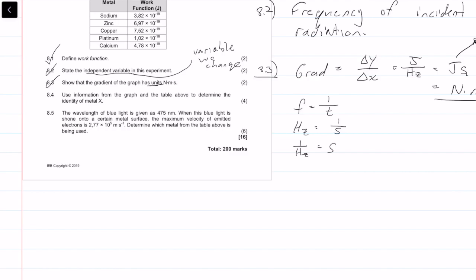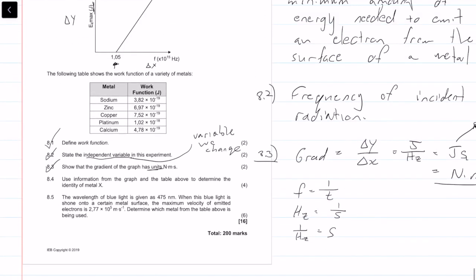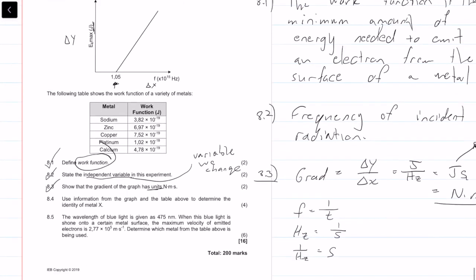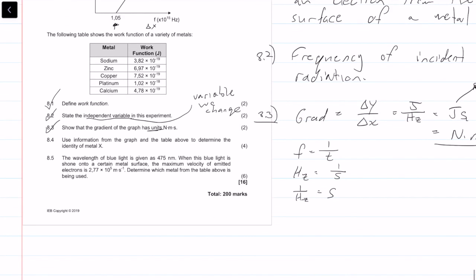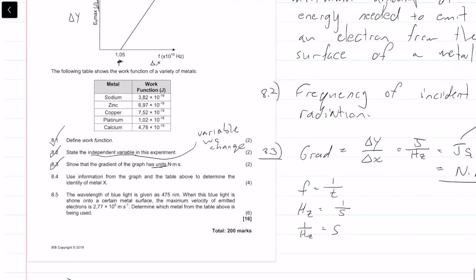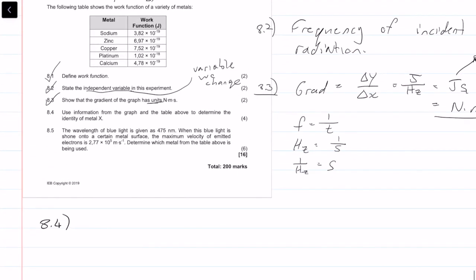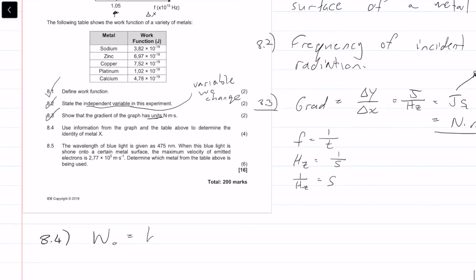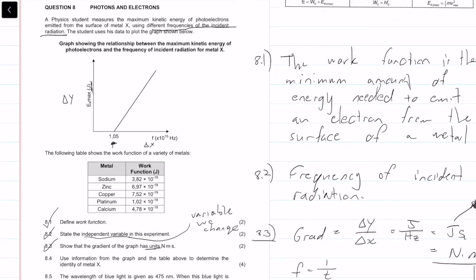Then it says use information from the graph and the table above to determine the identity of metal X. Usually when they introduce a definition beforehand, we will most likely be using it somewhere in this question, and this is where that comes out. So let's do question 8.4. We know that the work function W naught is equal to H, Planck's constant, times f naught. And this point here is f naught.